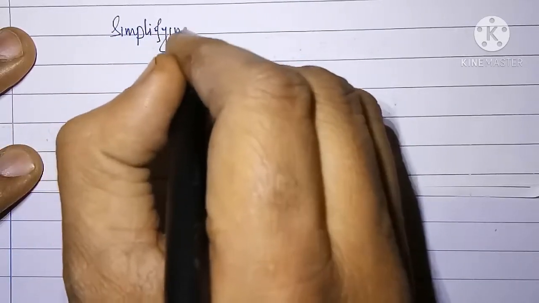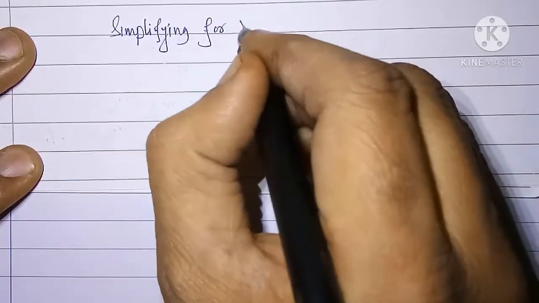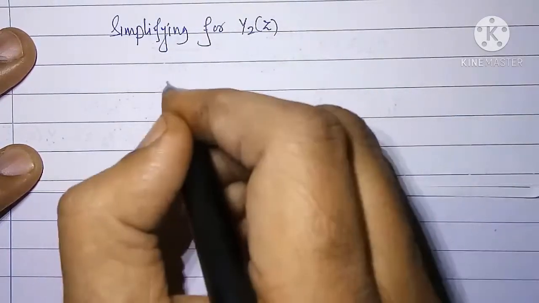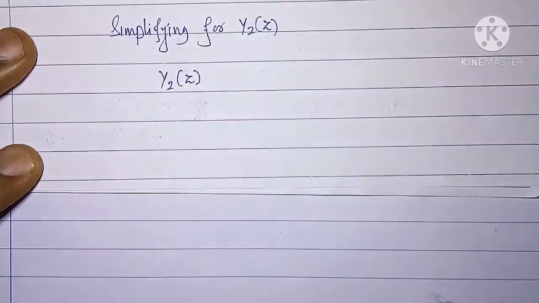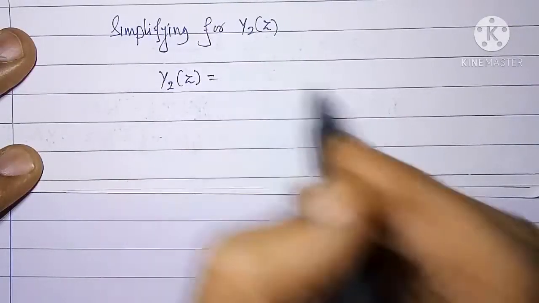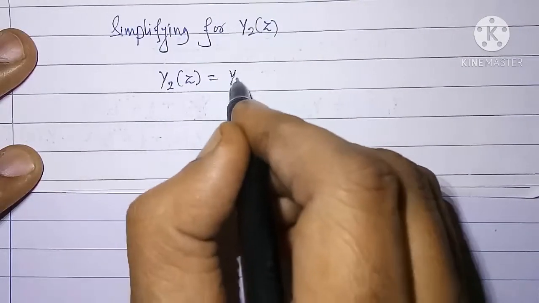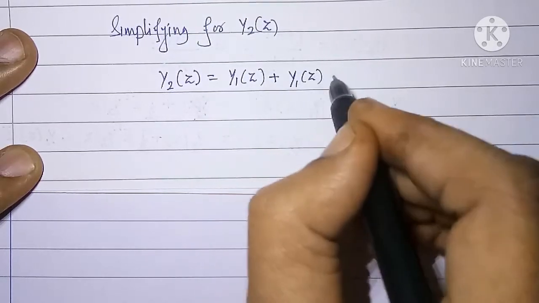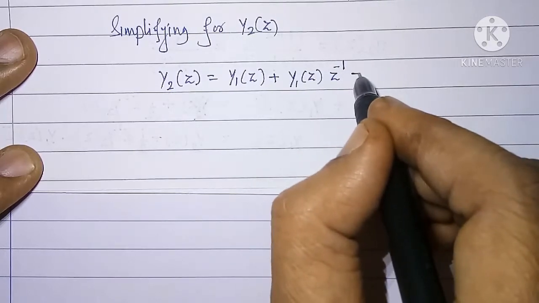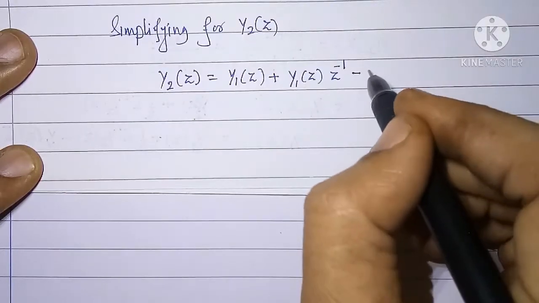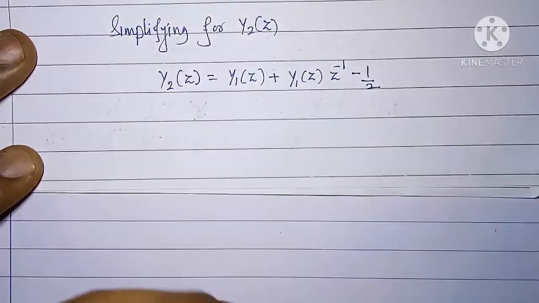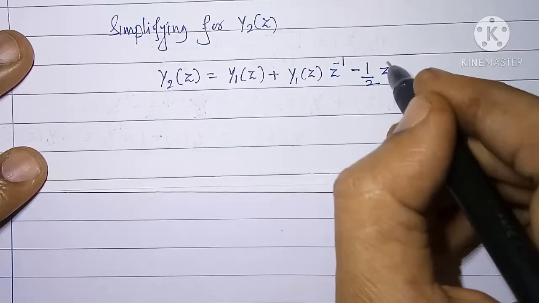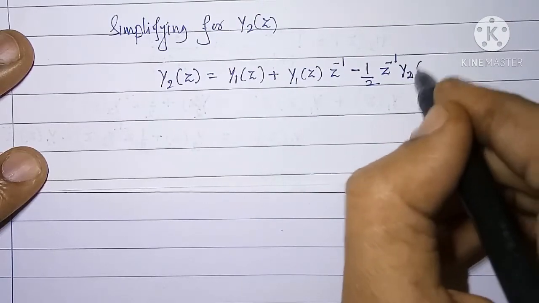Simplifying for Y2 of Z, we get Y2 of Z equal to Y1 of Z plus Y1 of Z into Z raised to minus 1 minus half into Z raised to minus 1 into Y2 of Z.